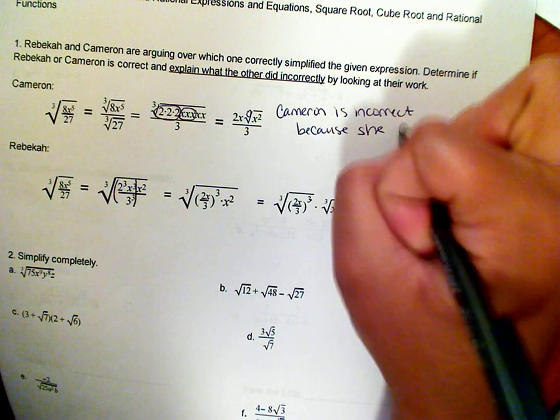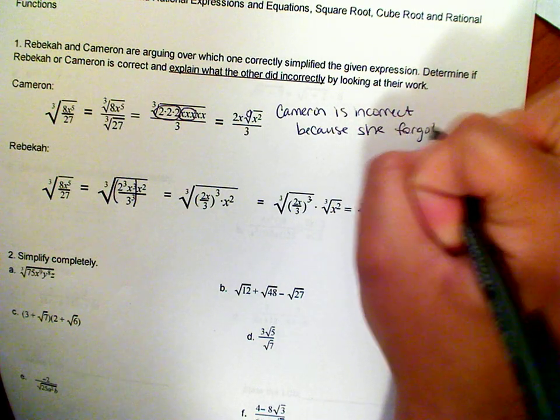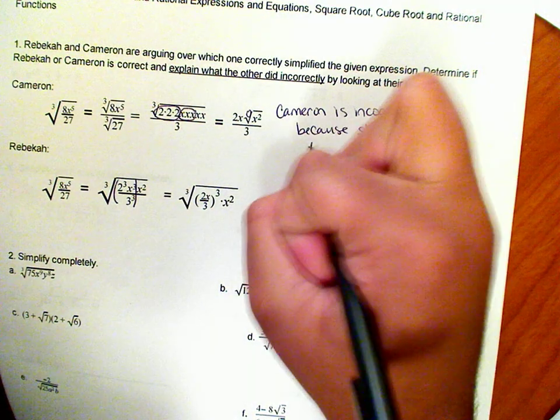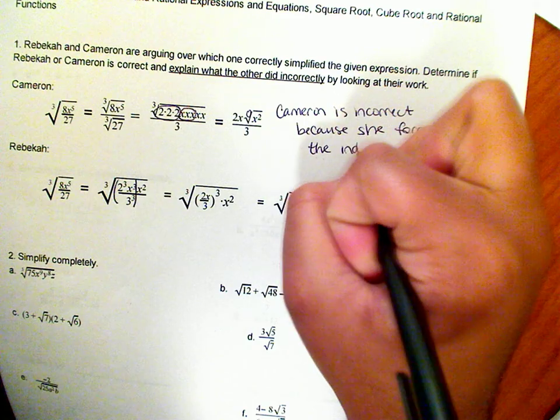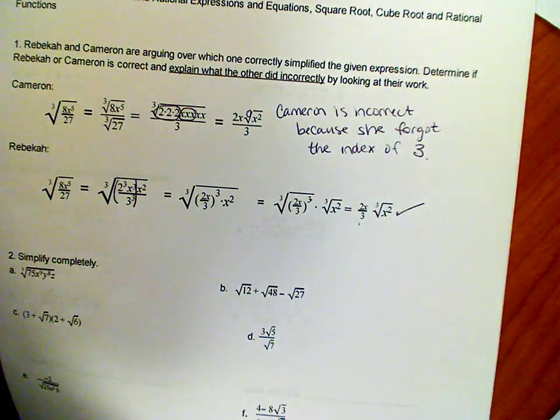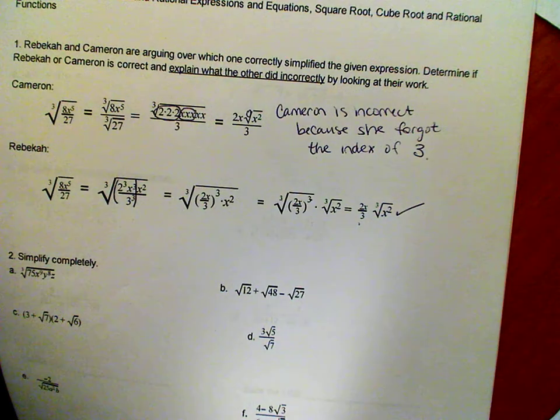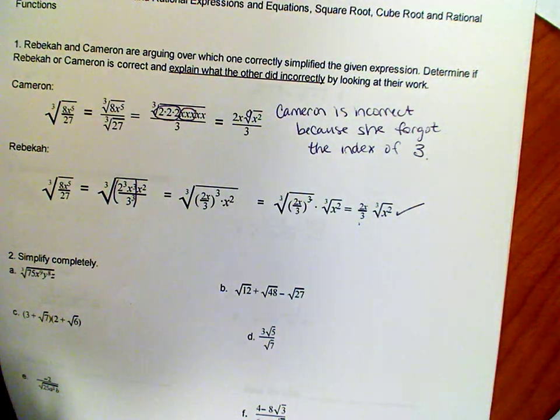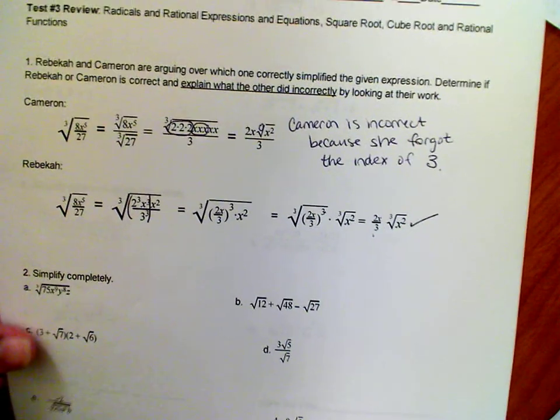because she forgot the index of 3. Other than that, her answer would have been right. Alright, so now let's take a look at number 2.